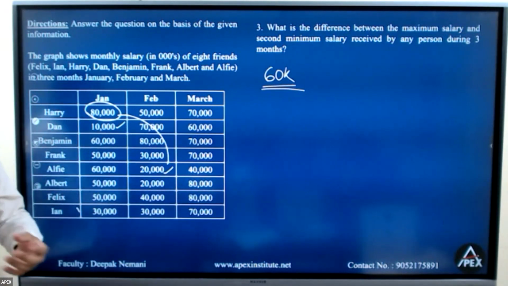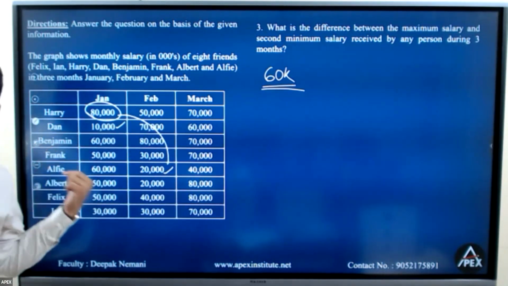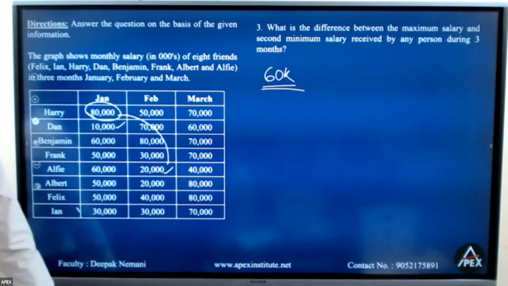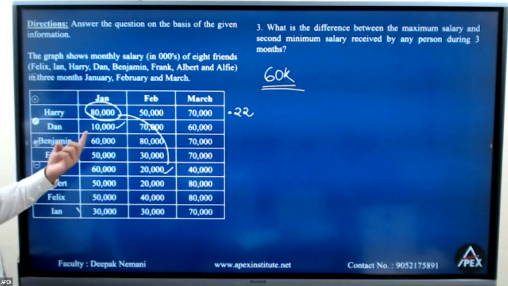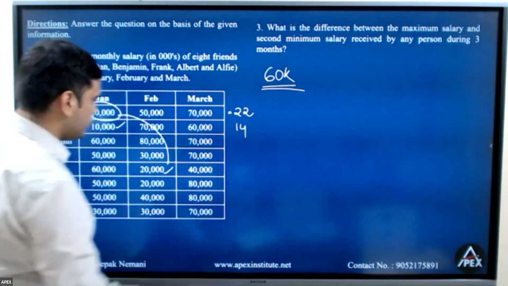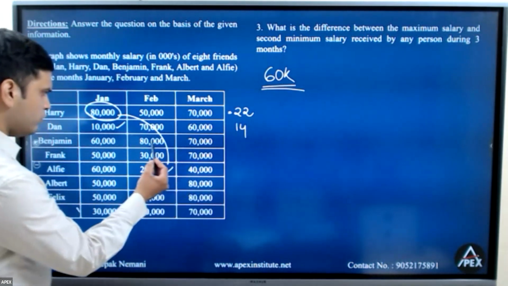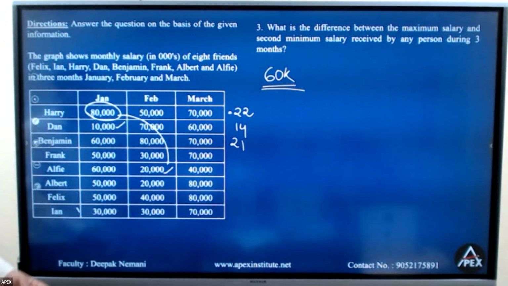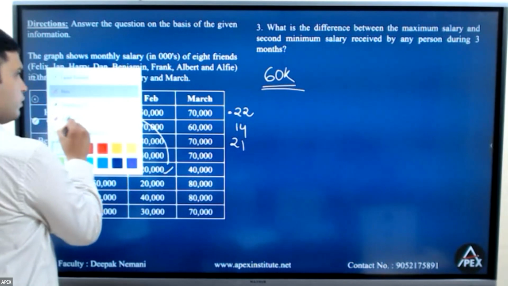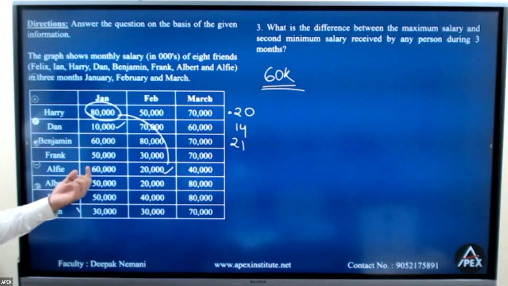So what they have done is the sum of the salaries received by these people during these 3 months. So 80 plus 50 plus 70, or 8 plus 5 plus 7, 22. Now this is 14. 6 plus 8 plus 7, 15 plus 6, 20. Sorry, first is 20. My bad. Then this is 15.